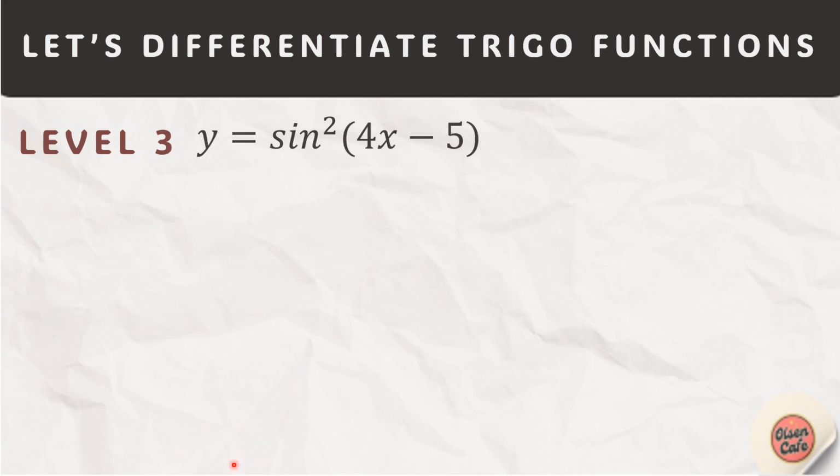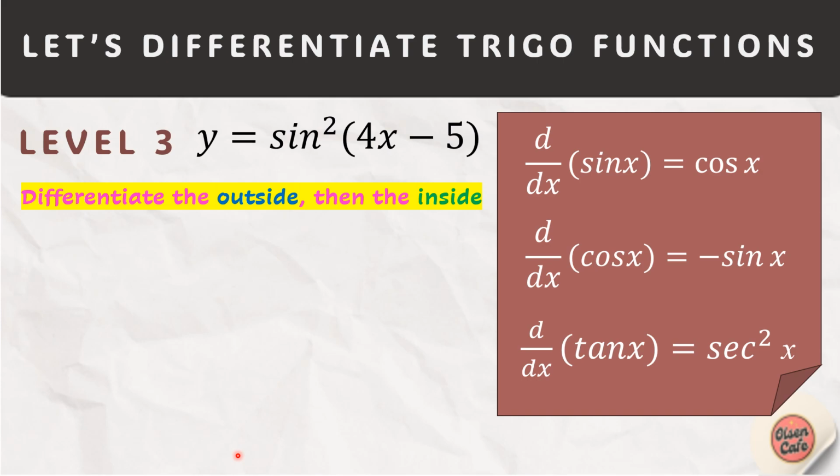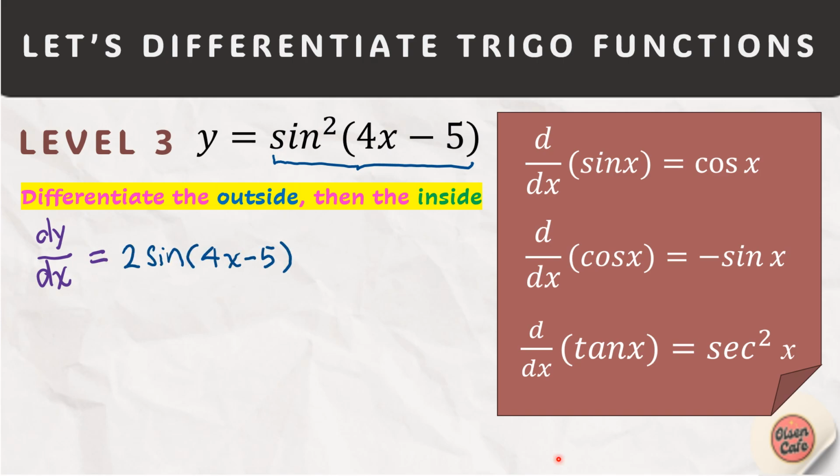Over here, we are going to differentiate y equals sine squared bracket 4x minus 5. Again, we will need to know this basic. What we observe here is there is an index, a sine squared. Each time we have a squared term, we can apply the chain rule. To do that, I'm again going to use this term: differentiate the outside, then the inside. When I differentiate the outside, I'm looking at sine squared of x, so I bring down the power 2, and then I have sine 4x minus 5.